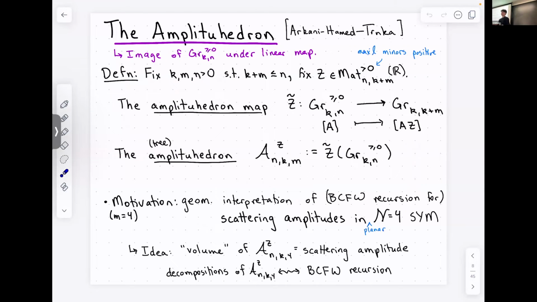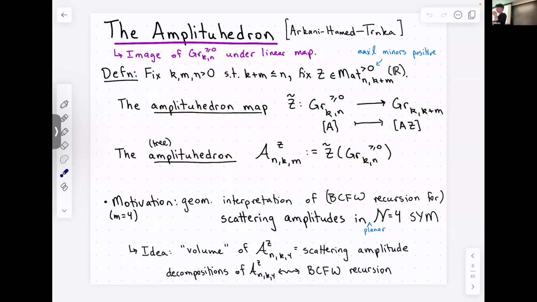Okay, so as Yara said, much more eloquently than I could in his initial talk, the motivation behind the amplituhedron. First of all, in the physically relevant case, the place where there's physics motivation, we always ask for m to be 4. And in that situation, the reason behind the definition of the amplituhedron was to give a geometric interpretation of scattering amplitudes in planar N equals 4 super Yang-Mills.